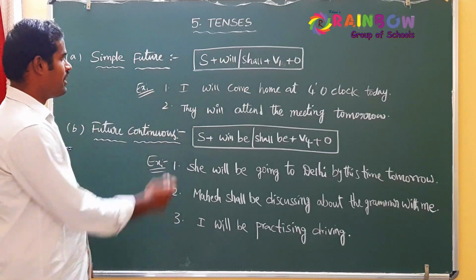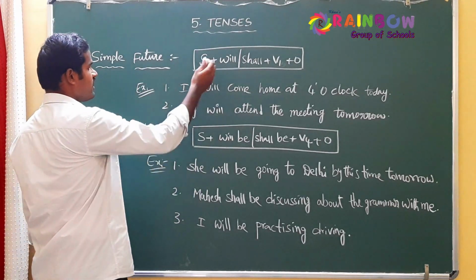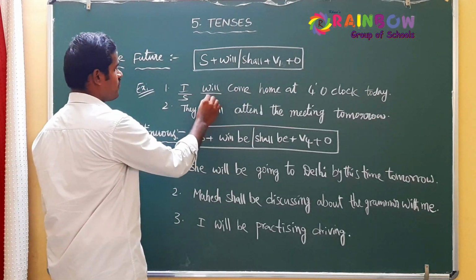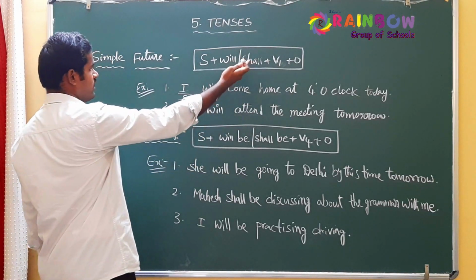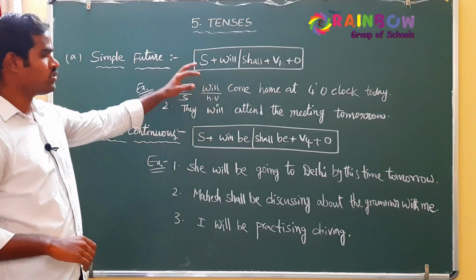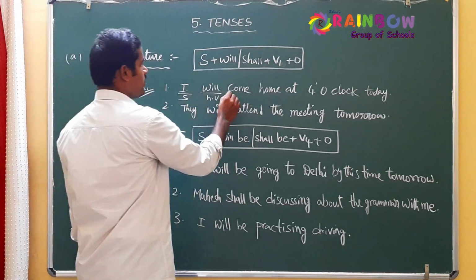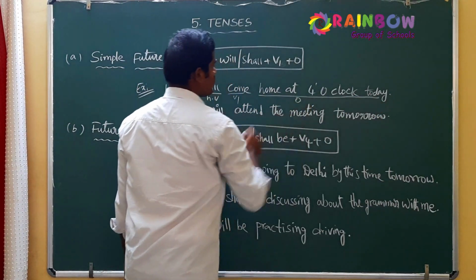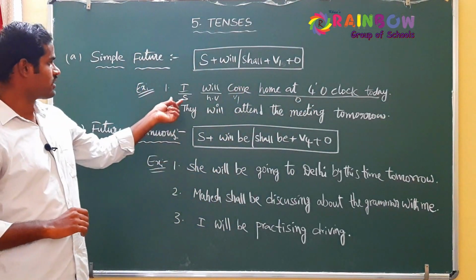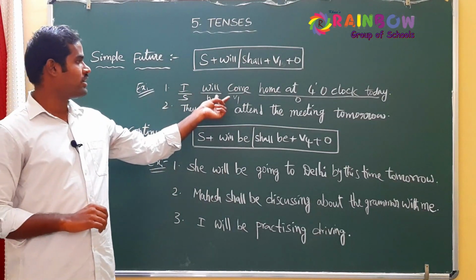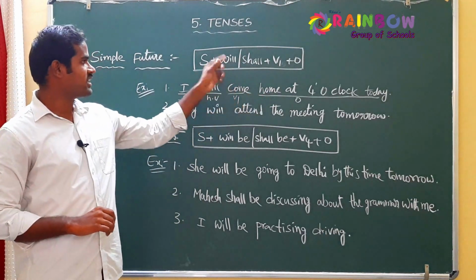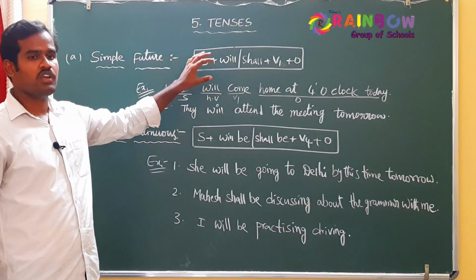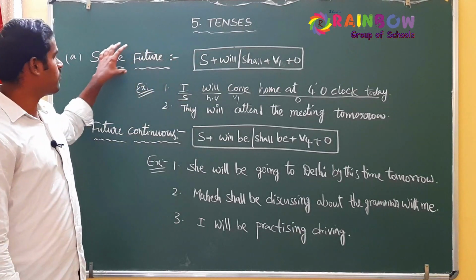And coming to the example, let us compare this example with the given structure. Here the subject is I, and I have selected the helping verb will. You can take shall also, both are the same. You can use any one that you wish. Then comes V1, and the remaining words stand as the object. So the structure is subject plus will plus V1 plus object, exactly as I have written in the structure. Now I can say this statement is in the simple future tense.